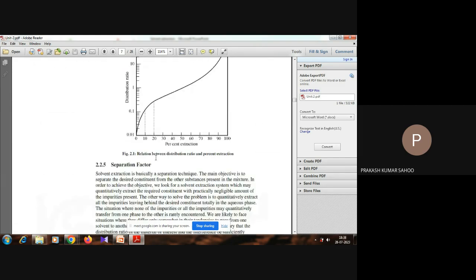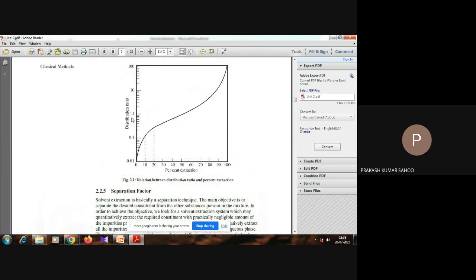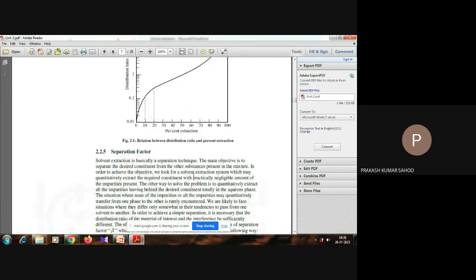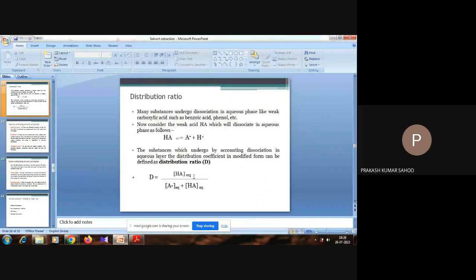Okay. So this is just a percentage extraction versus distribution ratio graph. It will look like this. Then we have the separation factor. Just go to our slide.